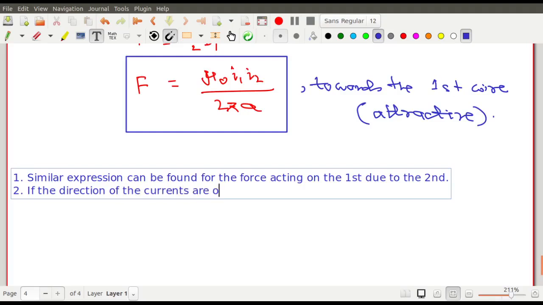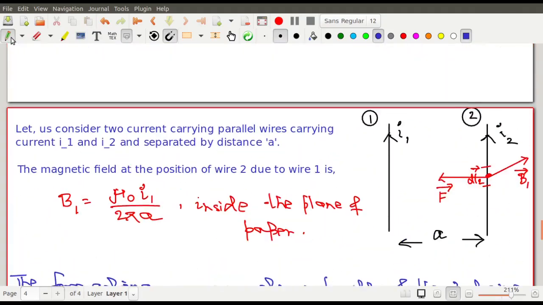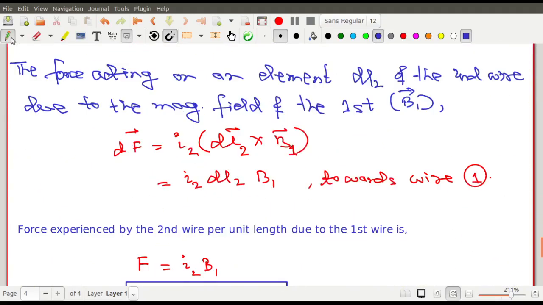are opposite, you see that here the currents are in the same direction. If the direction of the currents are opposite, then the force would be repulsive. Directionটা যদি অপোজিট হয় তাহলে কিন্তু ফোর্সটা রিপালসিভ হবে। If the directions are opposite, then the force will be repulsive in nature.